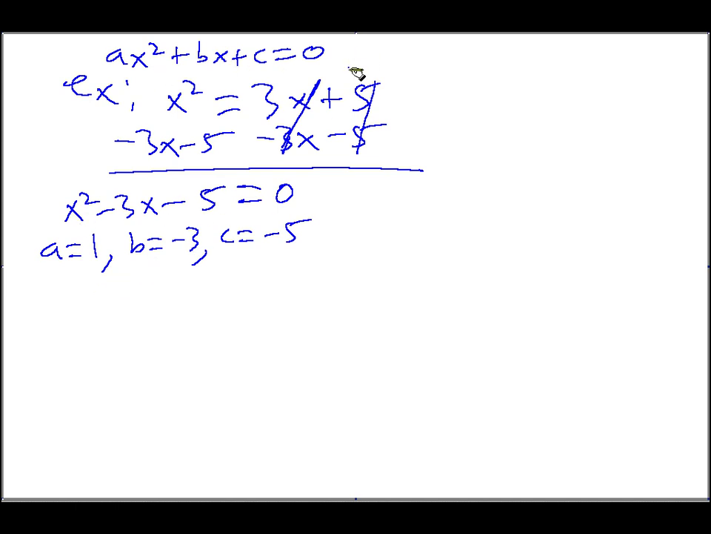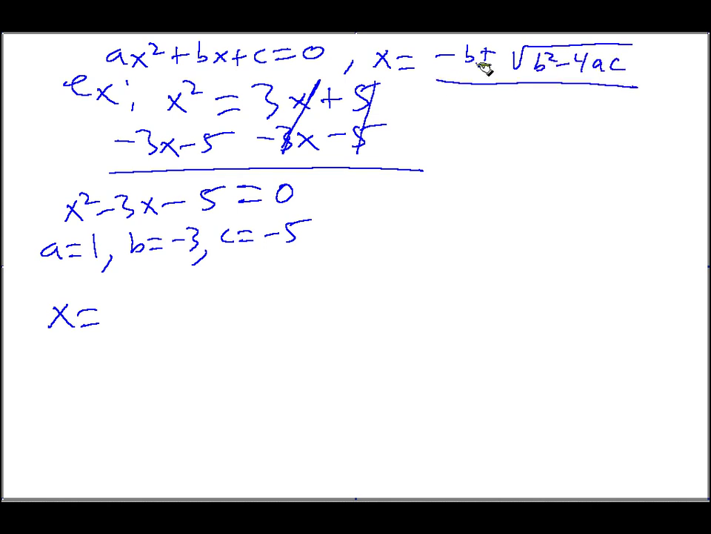All right. Once again, let's plug into the quadratic formula. So x is equal to what? Negative b. Again, I'll write it out again. X is equal to negative b plus or minus the square root of b squared minus 4ac all over 2a.